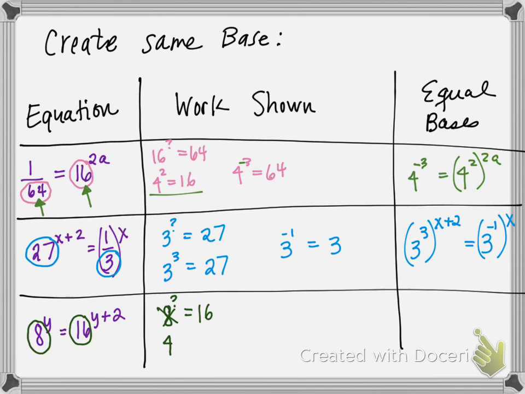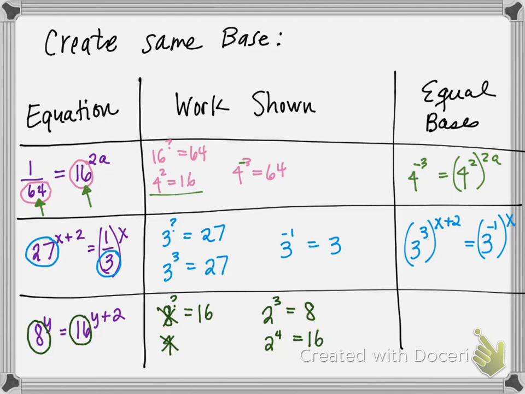So if I square 4, that's 16, so I can't use 4 because I still have to be able to get base 8 out of that. So let's try 2. 2 to the third power is 8, so that works to get the left-hand side. And then 2 to the fourth power is 16, which is the right-hand side. So I could use base 2 here.